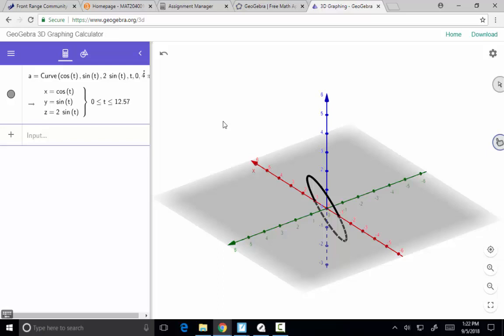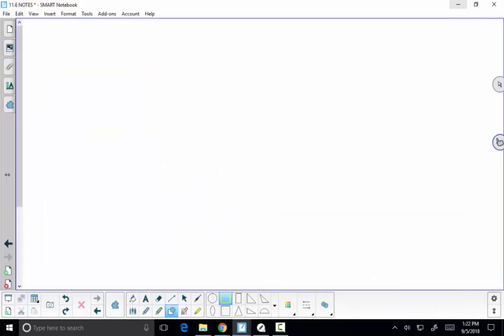I think I also tried the GeoGebra app on my Fire, and I wasn't all that impressed.